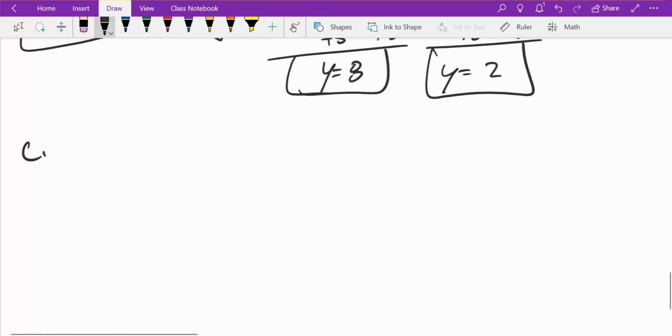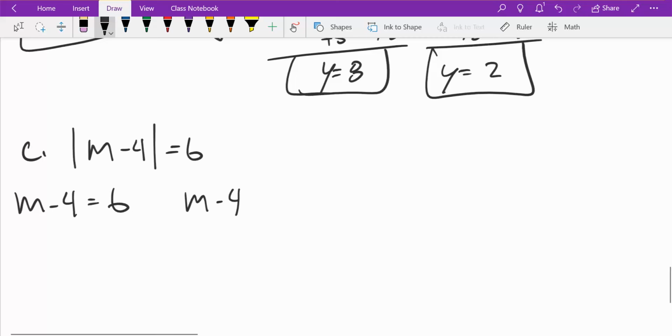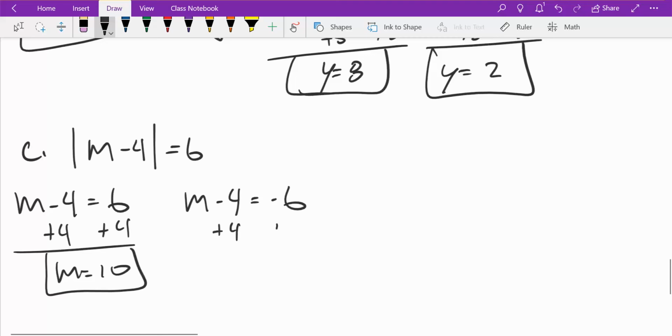C, the absolute value of m minus 4 equals 6. Well, that's going to be m minus 4 equals 6, and m minus 4 equals negative 6. We'll add 4. M equals 10. Add 4. M equals negative 2.